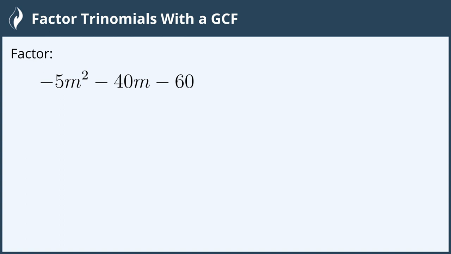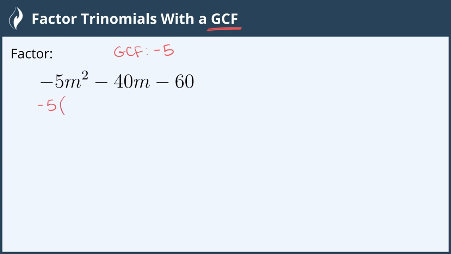The first thing we want to do whenever we encounter anything we're going to factor is look for a greatest common factor, because it will give us much smaller numbers and variables to work with. So I'm going to look at each of these and see if there's something in common. There isn't a variable in common with all three terms, but I do see they're all negative. So I know that the greatest common factor will have a negative. And what will go into all three, 5, 40, and 60, is 5. They are all divisible by 5. So I can factor a negative 5 out of all of those.